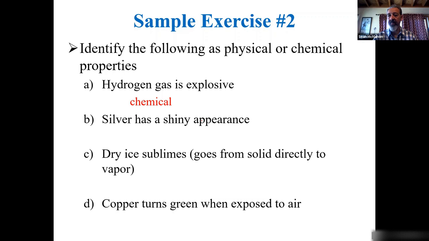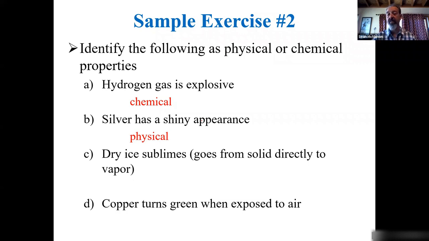Silver has a shiny appearance, okay? So remember, if we're talking about something with the physical senses, right? It's texture, touch, it's color, sight, right? If it's a solid, liquid, or a gas, because that's a state, that's a physical property.